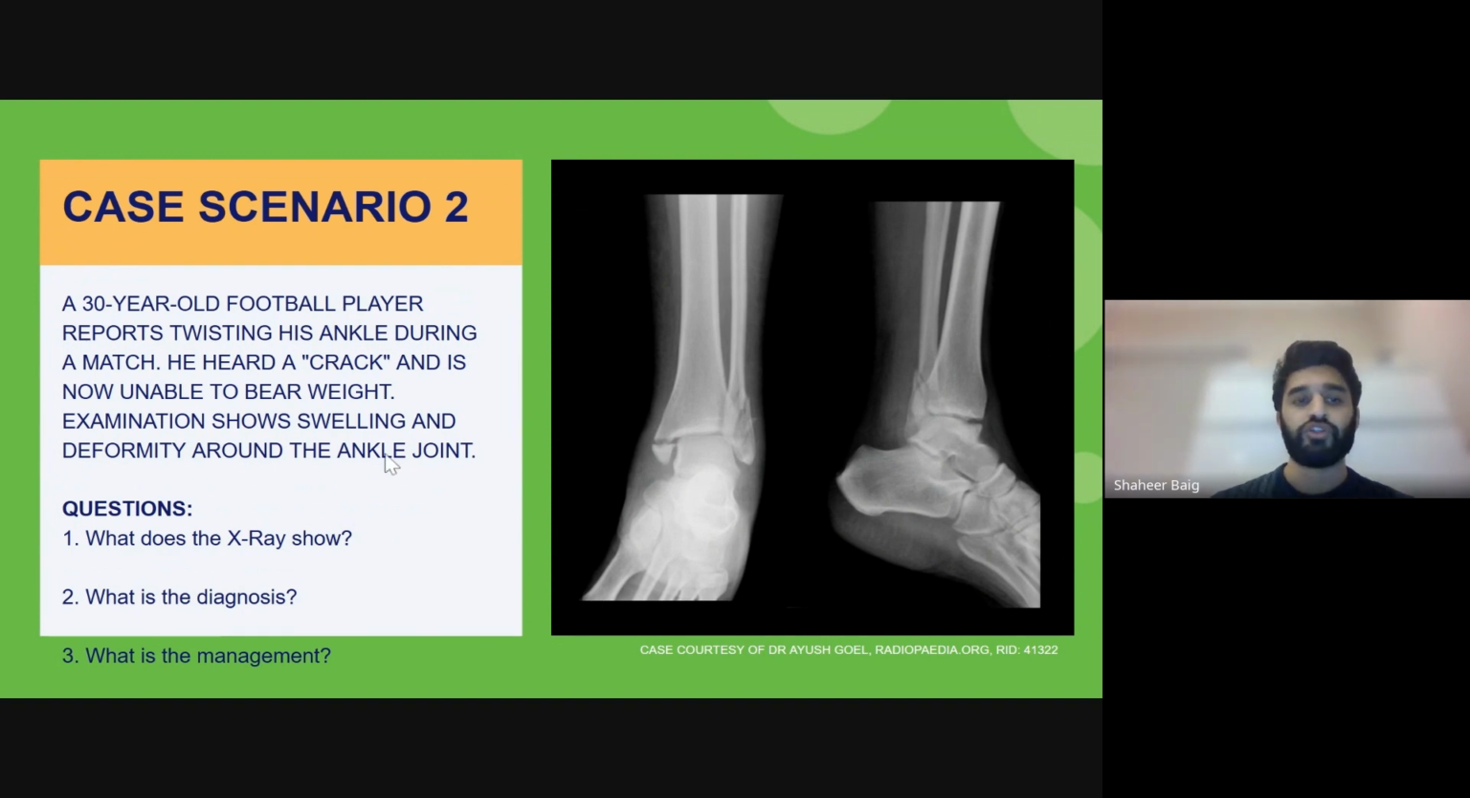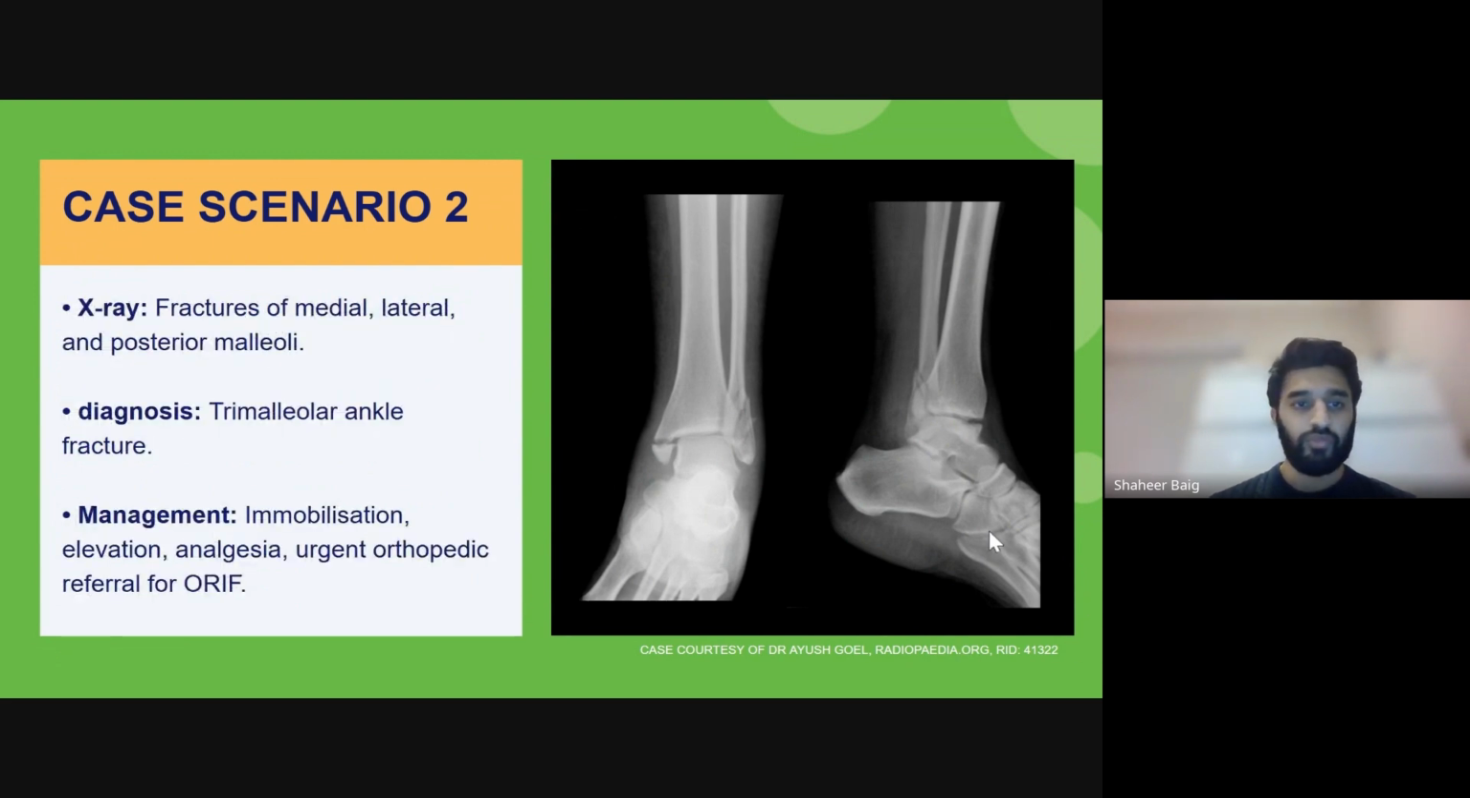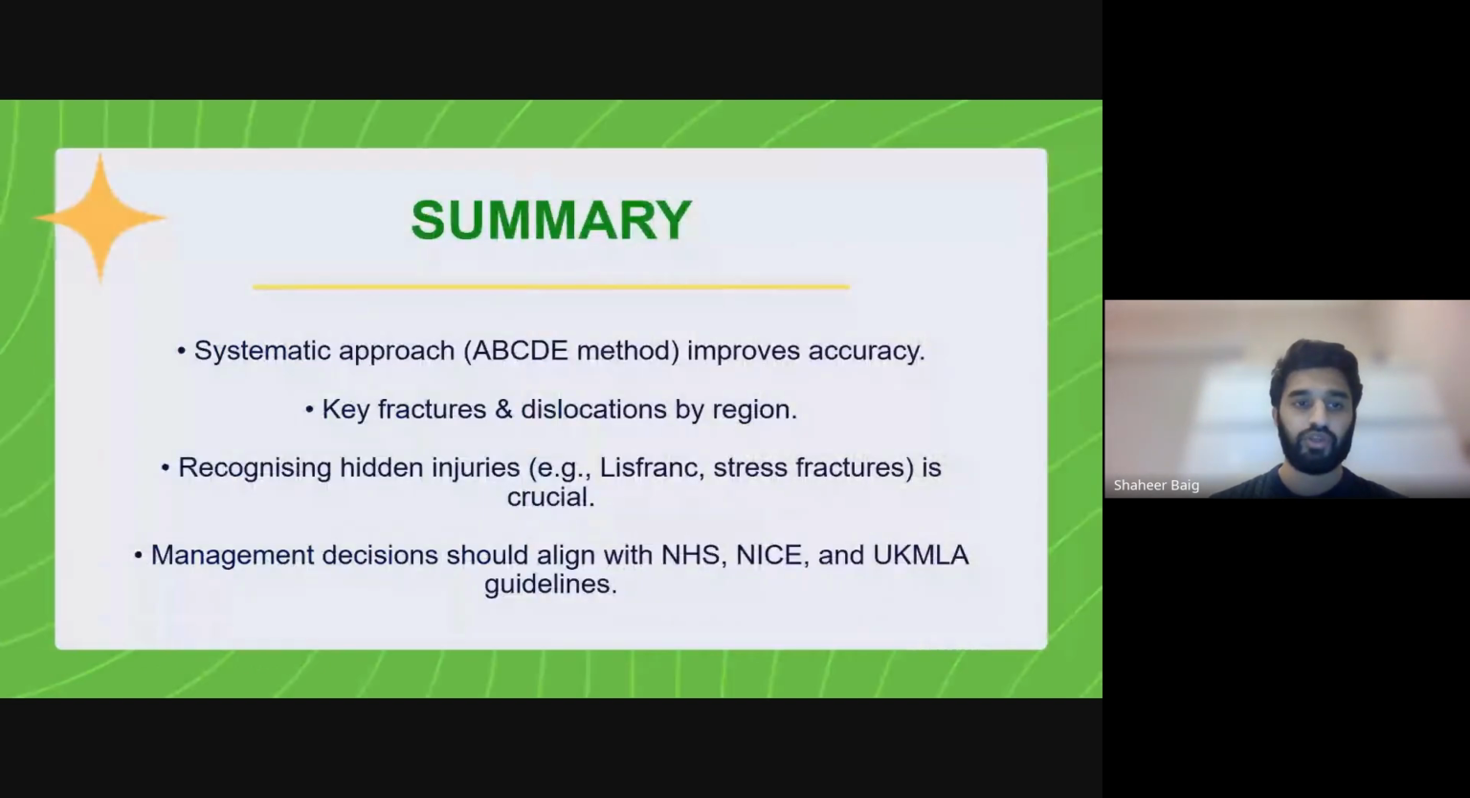Usually football injuries and twisting injuries are accompanied with ligamentous or soft tissue injuries at the knee, including the cruciate ligaments. So the management is the immobilization, analgesia, and orthopedic referral.